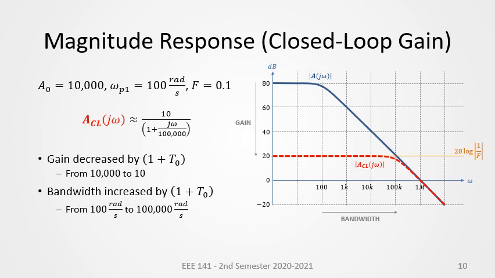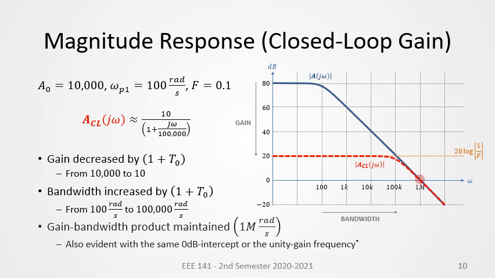However, going from open loop to closed loop, the gain bandwidth product is maintained at 1 megaradian per second. So for the open loop gain, 10,000 times 100 is 1 megaradian per second. For the closed loop, 10 times 100,000 is 1 megaradian per second still.